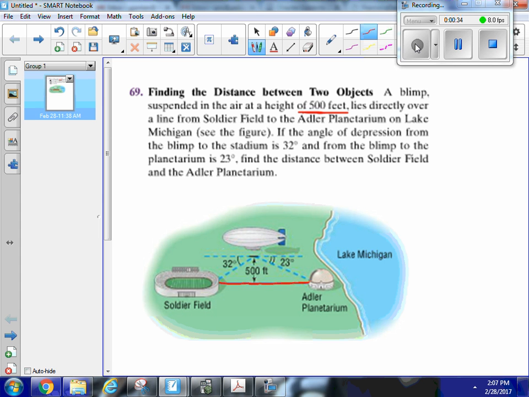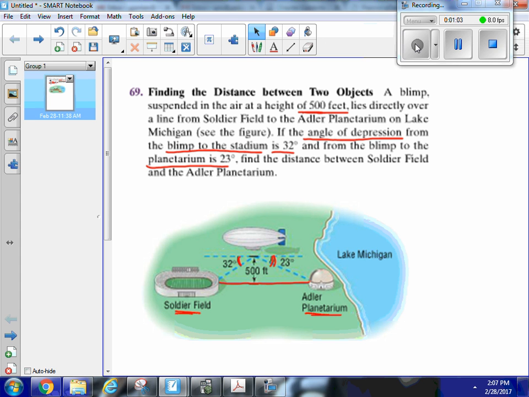The angle of depression from the blimp to the stadium is 32 degrees. And they've kindly marked that right in there for us. And from the blimp to the planetarium is 23 degrees. So those are the two angles that we're dealing with. And they want to know, well, if that's the case, how far is it from Soldier Field to the planetarium?